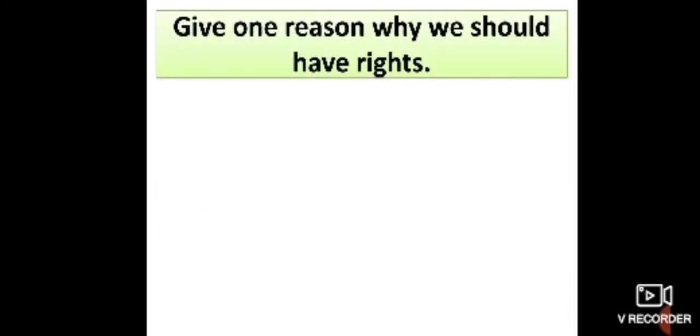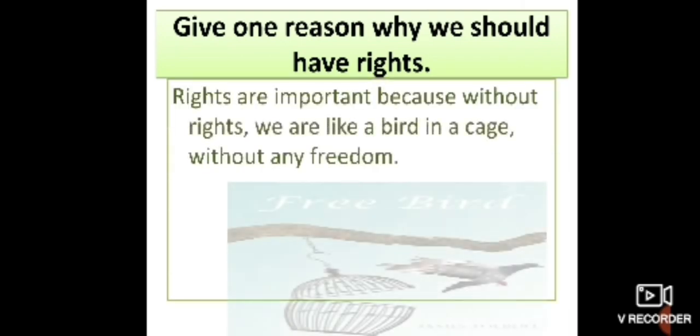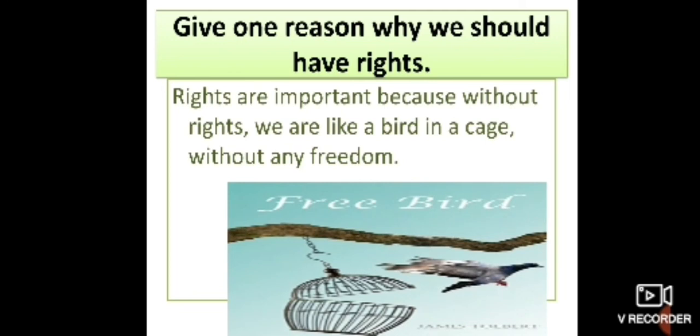Now let's move towards the third question. Give one reason why we should have rights. Students, what will happen if we will not have these rights? See, rights are very important because without rights, we are like a bird in a cage without any freedom. With the rights, we have so many freedoms.